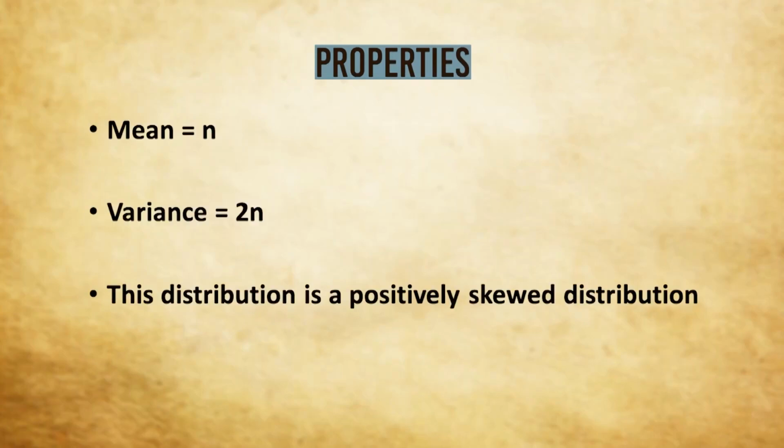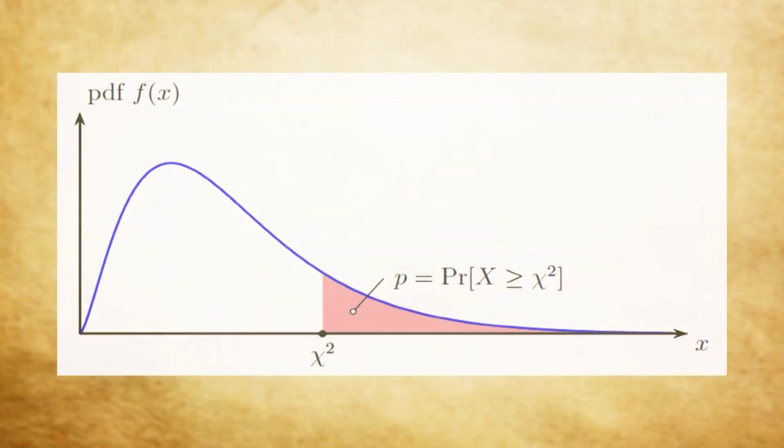There are some important properties of the chi-square distribution. The expectation, the mean, is n, that means the same as the degrees of freedom. The variance is twice n, that is twice the degrees of freedom. You have to remember these two. And the distribution is a positively skewed distribution. We can see the graph in the next slide. See the graph of a chi-square distribution. Its longer tail is towards the positive direction of the x-axis. So it's a positively skewed distribution.